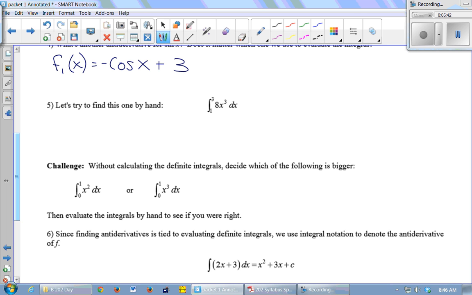All right, so let's try to find another one by hand. If I want to do the integral from 1 to 3 of 8x cubed dx, I'm looking at this function here, and I have to think of a function whose derivative is 8x cubed.